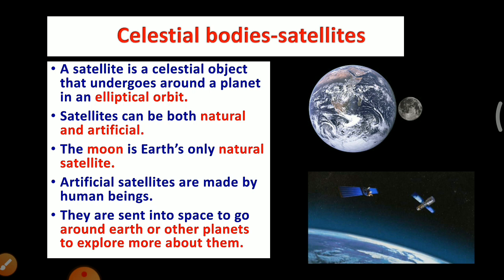So satellites are also celestial bodies. There are two types of satellites: natural satellites and artificial satellites. The moon is the natural satellite of our earth, and artificial satellites are made by human beings. They are sent into space, and they revolve around the planets.